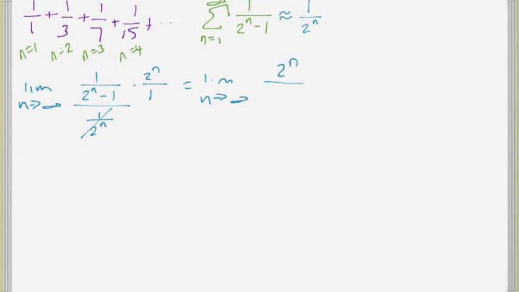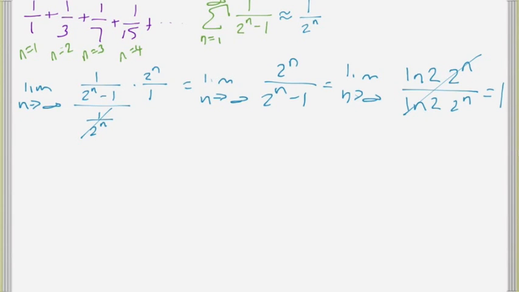Alright, so I end up with 2 to the n over 2 to the n minus 1. Here we get infinity over infinity, and you can't really fix that. Well, we can fix it when we take a derivative. On the top you get ln of 2 times 2 to the n, and on the bottom you get ln of 2 times 2 to the n. So we get 1. That means they do the same thing.